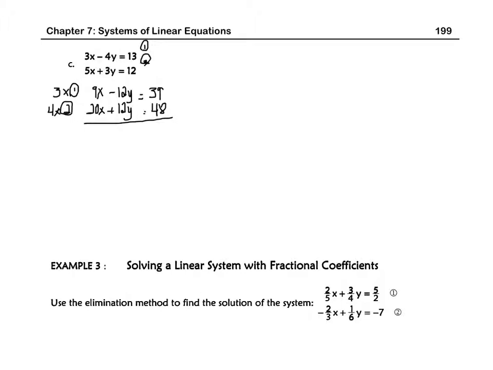And we already have one positive and one negative. If you had chosen to get rid of the x's, you would have to remember to multiply one of those equations by a negative so that you'd have opposite coefficients. All right, so then if we add the two lines, we've got 29x. We've got no y's because they would cancel each other out. And then 39 plus 48 is 87.